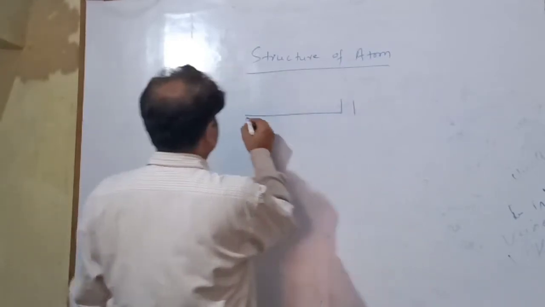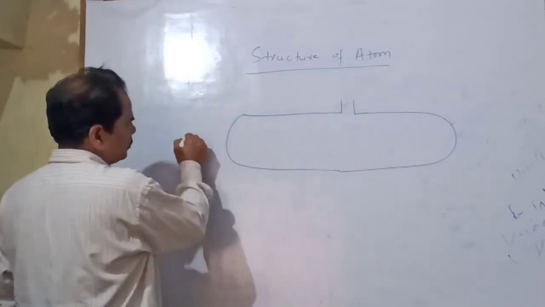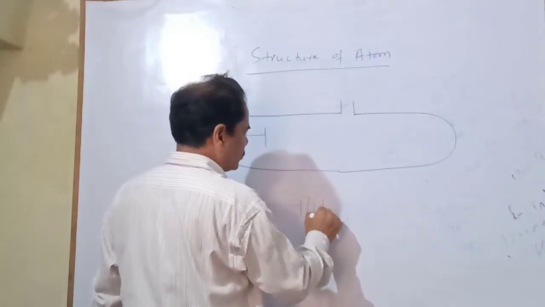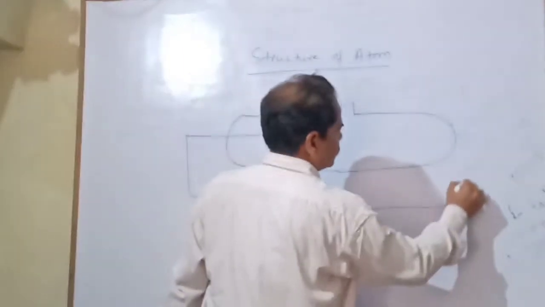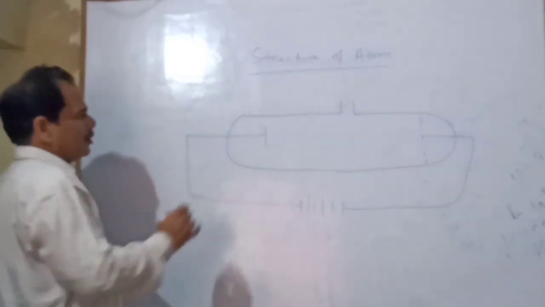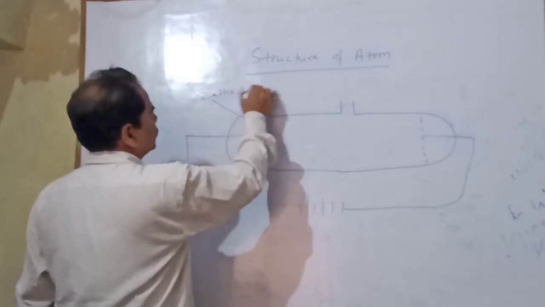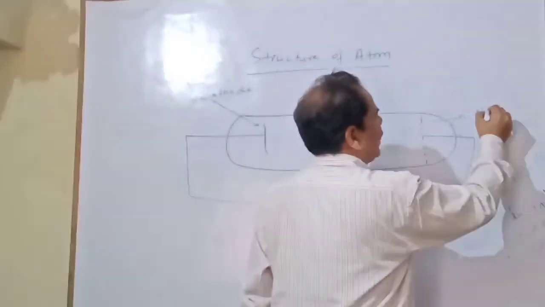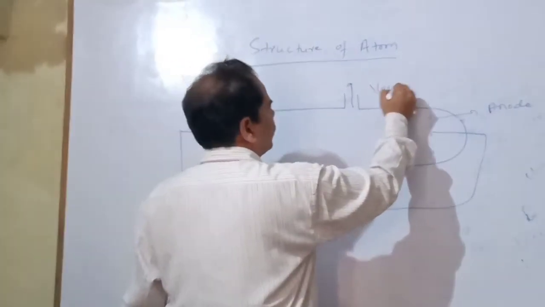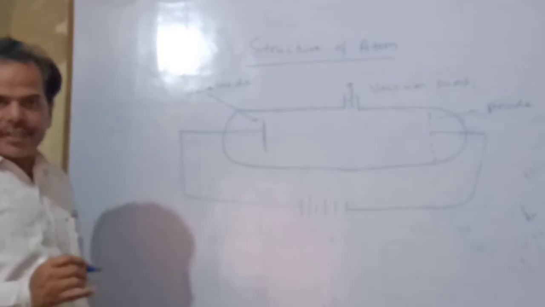Here is the figure of discharge tube. This is cathode. This is perforated anode. Vacuum pump, used to maintain the pressure of the discharge tube.